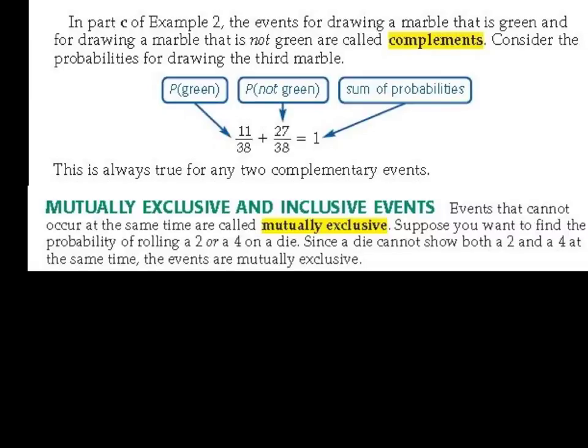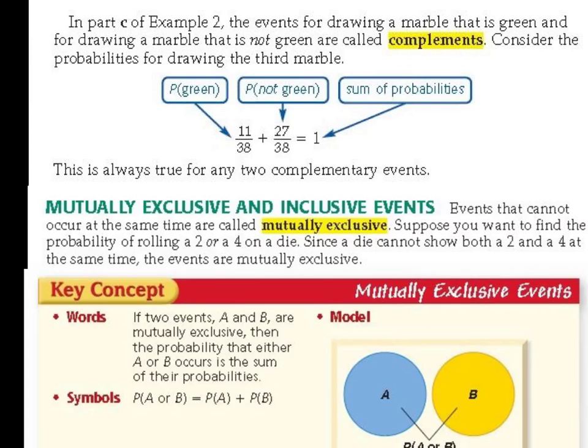Events that cannot occur at the same time are called mutually exclusive. Suppose you want to find the probability of rolling a 2 or a 4 on a die. Since a die cannot show both a 2 and a 4 at the same time, the events are mutually exclusive. If two events A and B are mutually exclusive, then the probability that either A or B occurs is the sum of their probabilities. The probability of A or B equals the probability of A plus the probability of B.